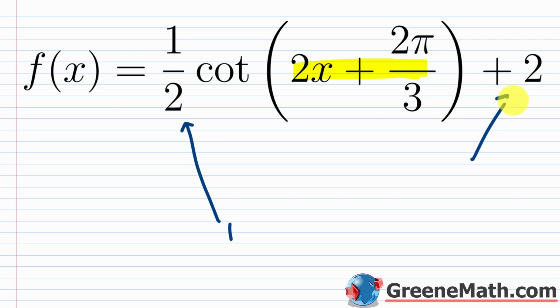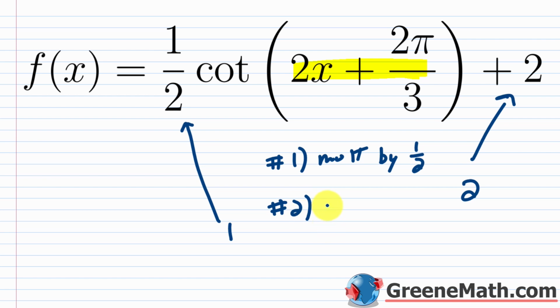This right here, this plus 2, that's going to shift me up by 2 units. So this is done first, this is done second. So the order does matter here. So let me write this out. We're going to, for part 1, multiply by 1/2, or again, you could divide by 2 if you want. And then for part 2, we're going to add 2. So again, this is a vertical compression by a factor of 2.